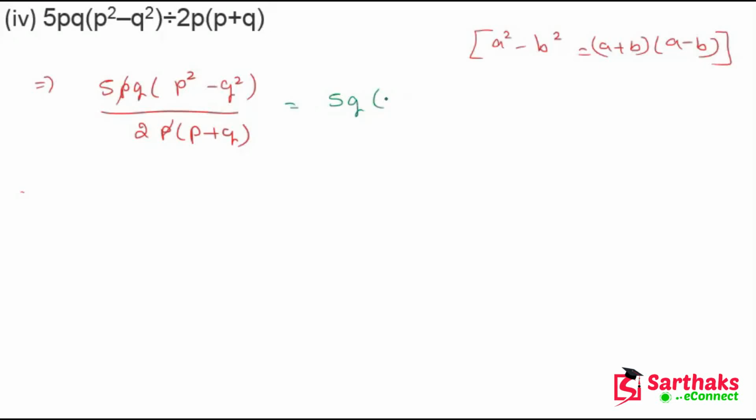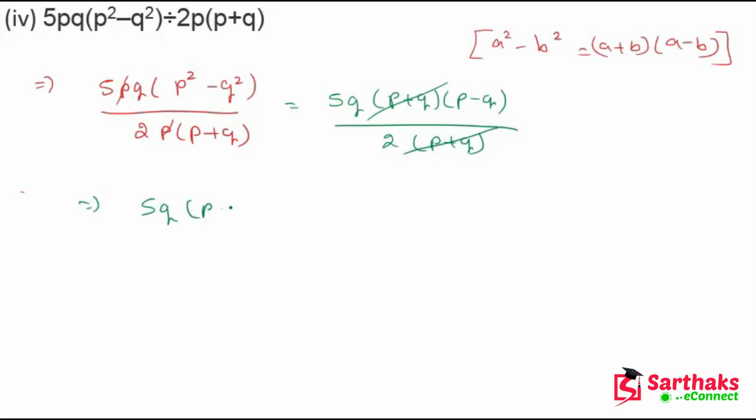Understand? So this will become 5q into p plus q into p minus q. And in the denominator we have 2 into p plus q. So we can cancel this p plus q and this p plus q. So we get 5q into p minus q.